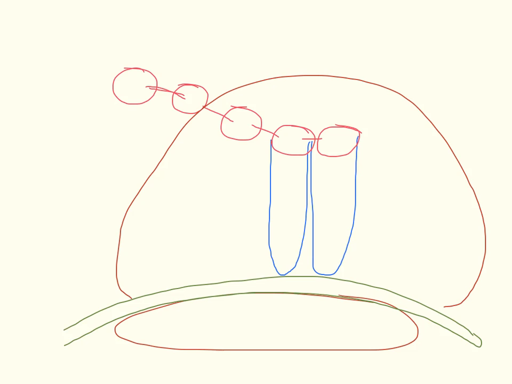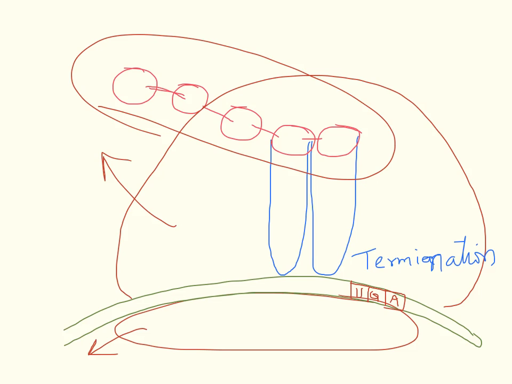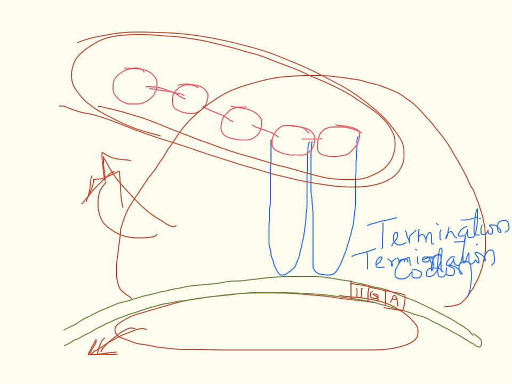Then finally at one point they come across a sequence UGA. What is UGA? UGA is a termination codon. This is the signal for termination of peptide synthesis. Then the larger subunit and the smaller subunit disintegrate, the complex disintegrates, and the amino acid sequence is released.